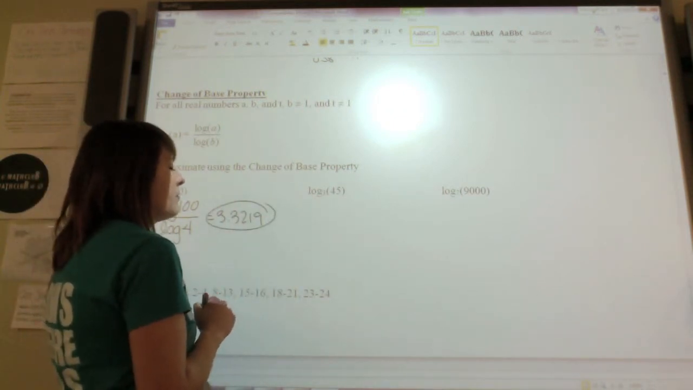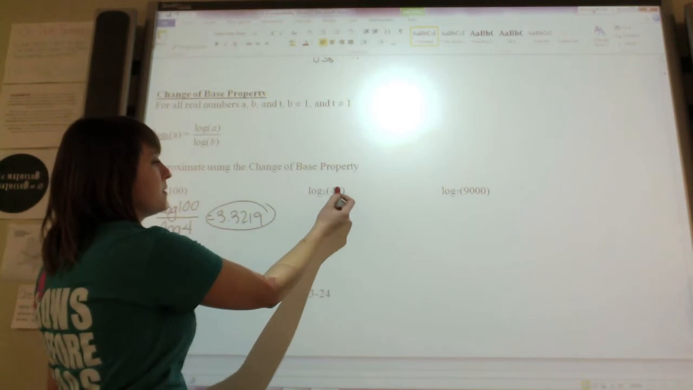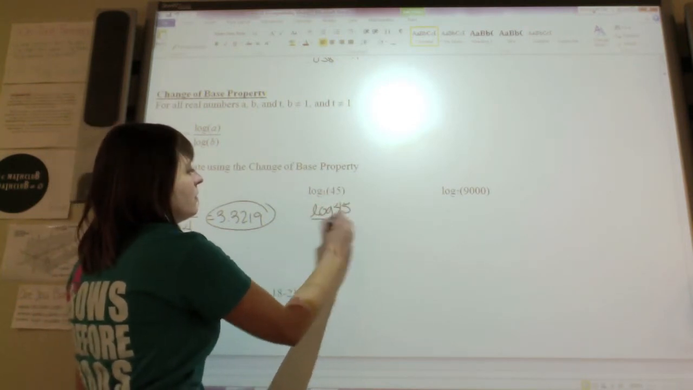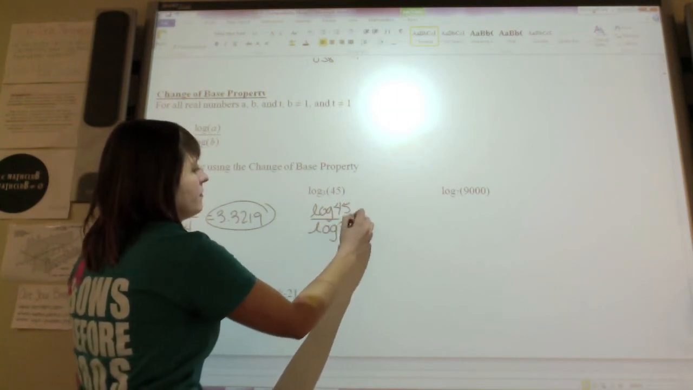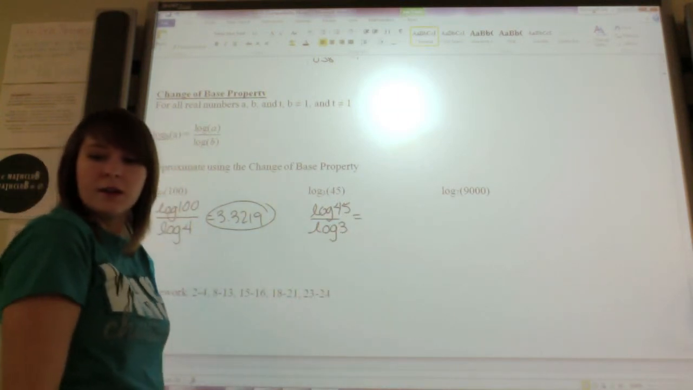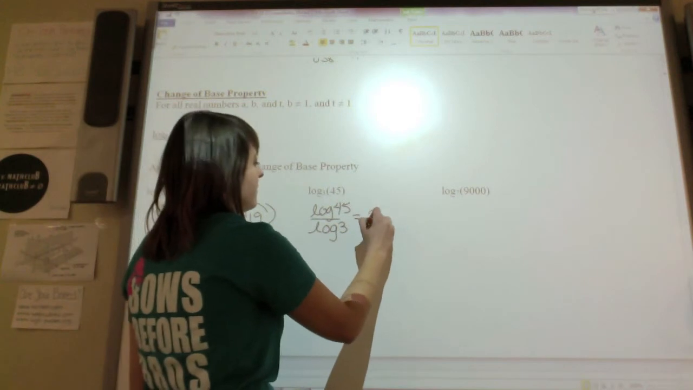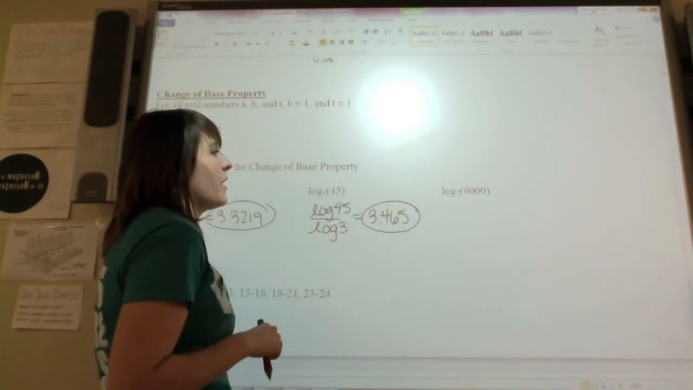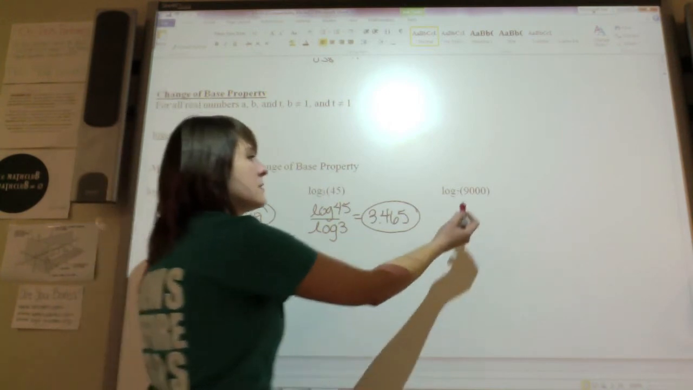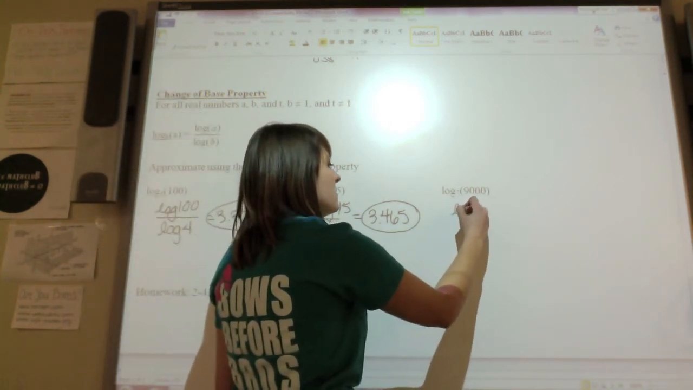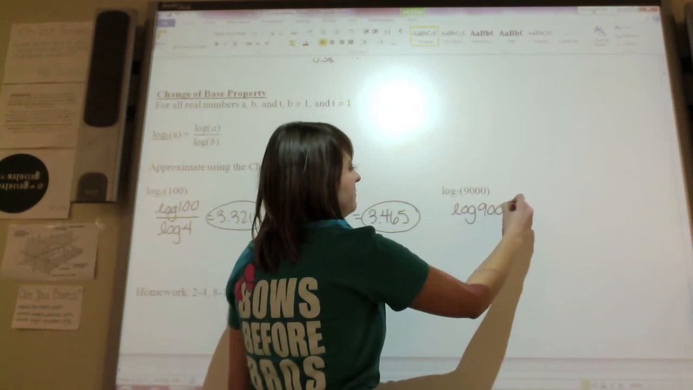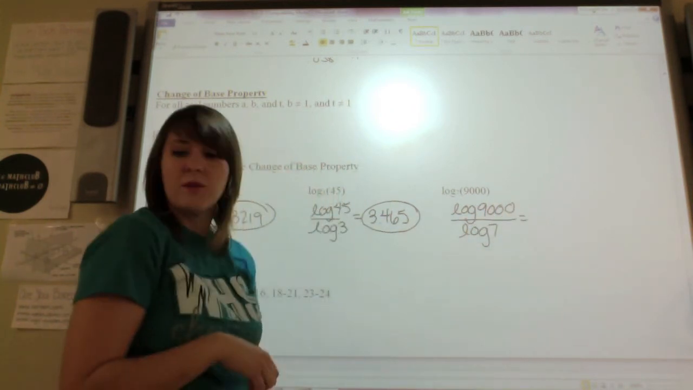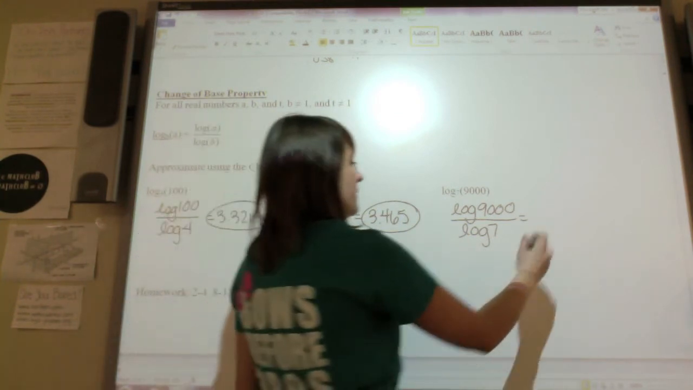Next up, we've got log base 3 of 45. So again, this is your a value, this is your b value. So I've got log of 45 over log of 3. If I type that into my calculator, I get 3.465. And next up, I've got log base 7 of 9,000. This is my a value, this is my b value. So this gives me log of 9,000 over log of 7. If I type that into my calculator, I get 4.679.